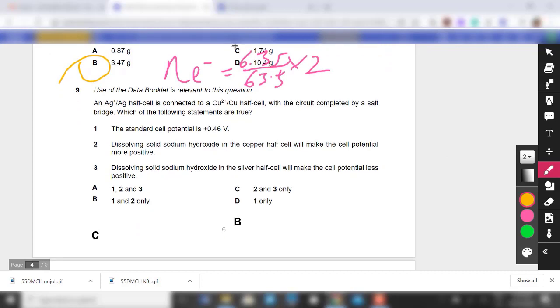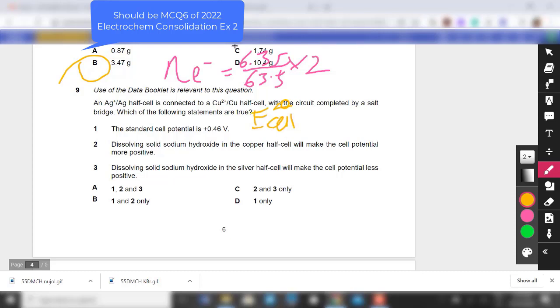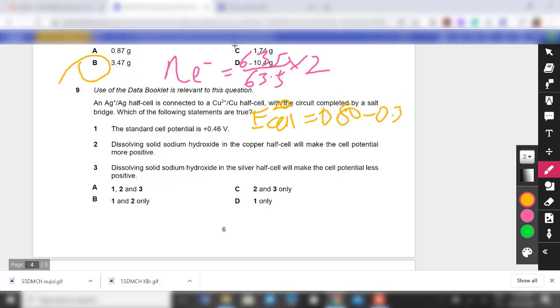Okay, so the final question is 9. If you read the story, a silver half cell is connected to a copper half cell with the circuit completed by a salt bridge. That's fine. Which of the following is true? Basically, look at your data booklet and calculate the E cell. So E cell is E reduction, which you get 0.80 for the silver, minus E oxidation, which you get for copper, so you get 0.46 volts. The first option seems to make perfect sense, so I'll give that a tick.